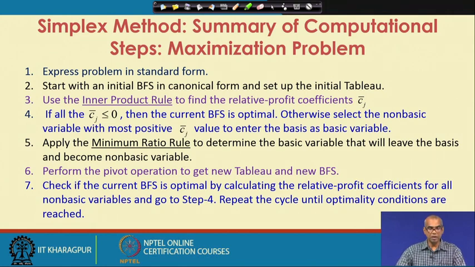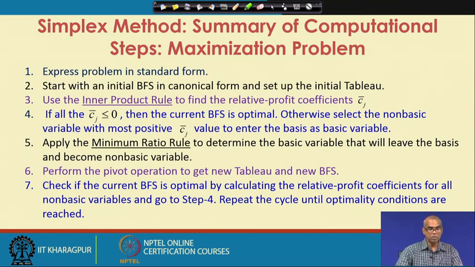So, let us review our steps for linear programming problem solution using simplex method. First, express the problem in standard form. We start with an initial basic feasible solution in canonical form and set up the initial tableau. Use the inner product rule to find the relative profit coefficients for all non-basic variables. For basic variables, this value is 0. If all relative profit coefficients are less or equal to 0, then the current basic feasible solution is optimal.